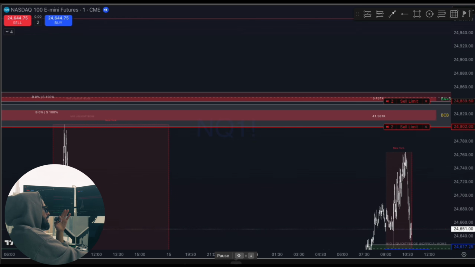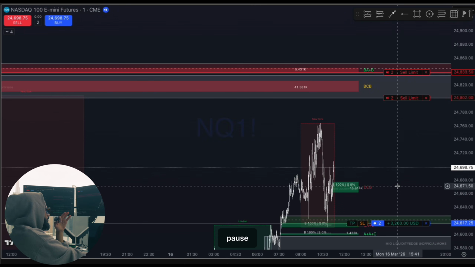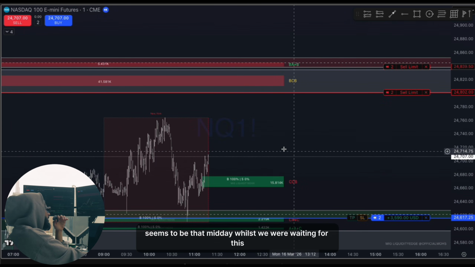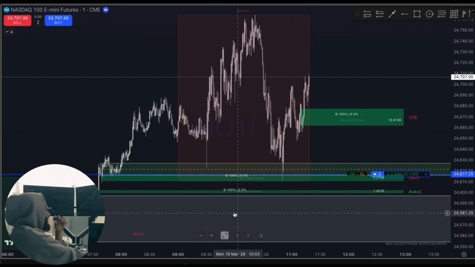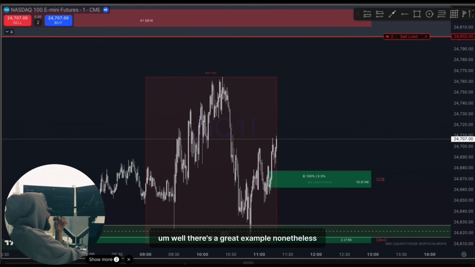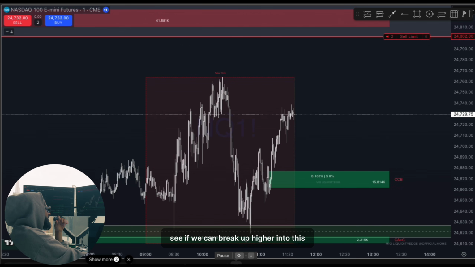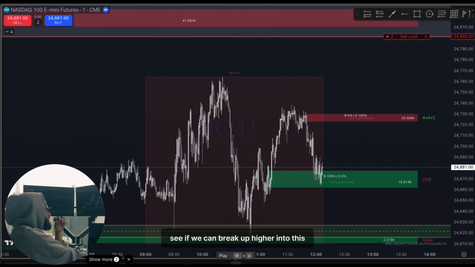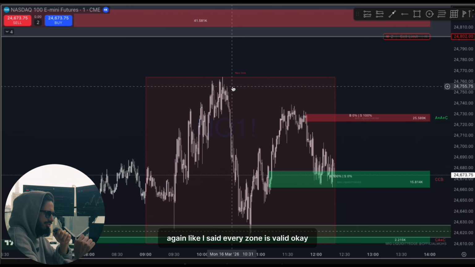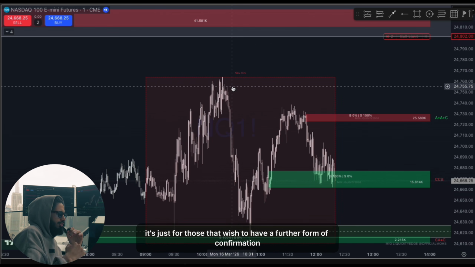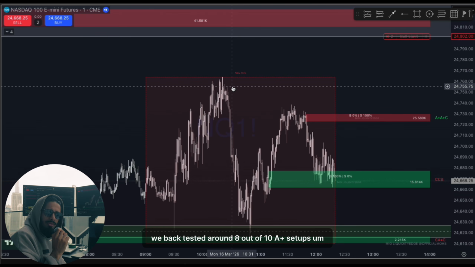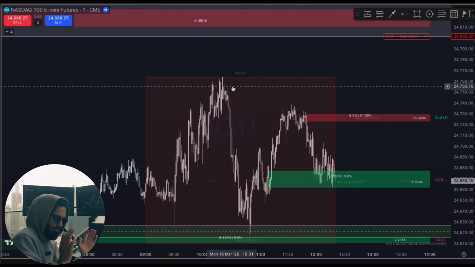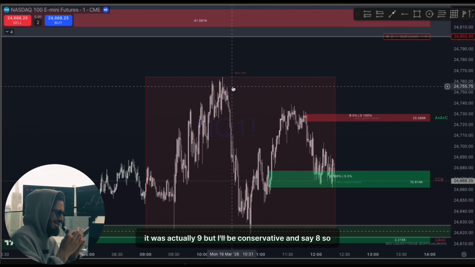We'll ignore, pause. It seems that midday, whilst we were waiting for this, our buy entry kicked in very nicely. Well, there's a great example. Nonetheless, see if we can break up higher into this. Again, like I said, every zone is valid. Okay, it's just for those that wish to have a further form of confirmation, a more conservative form of entry. We've backtested around 8 out of 10 A+ setups are profitable. It was actually 9, but I'll be conservative and say 8.